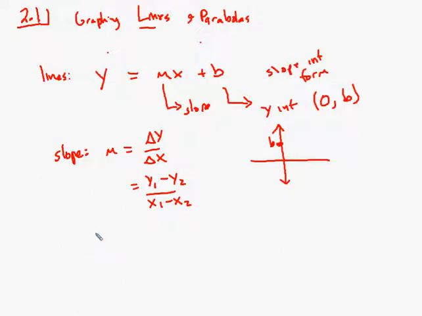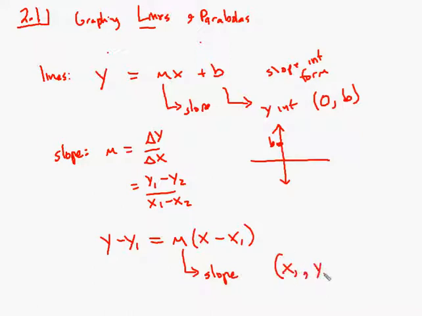And then we have our point-slope form, which is what we'll mainly focus on. y minus y1 equals m times (x minus x1), where, again, m is our slope. And then we have x1, y1, which is where we start, our starting point.